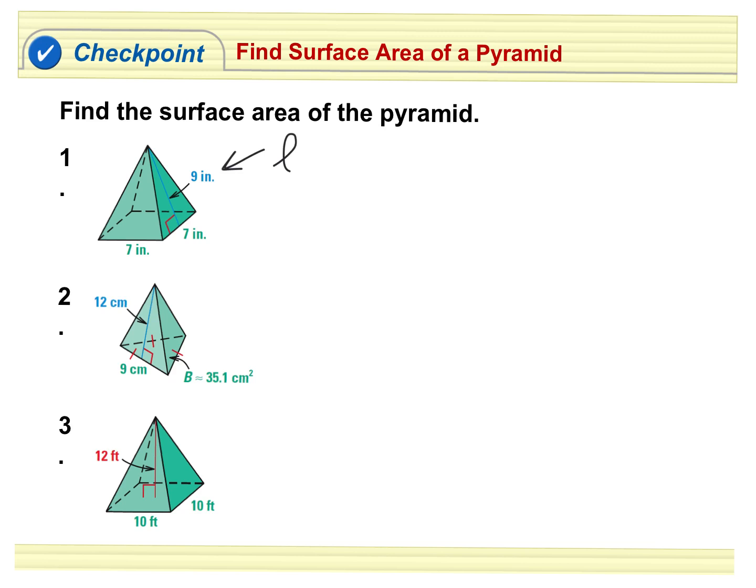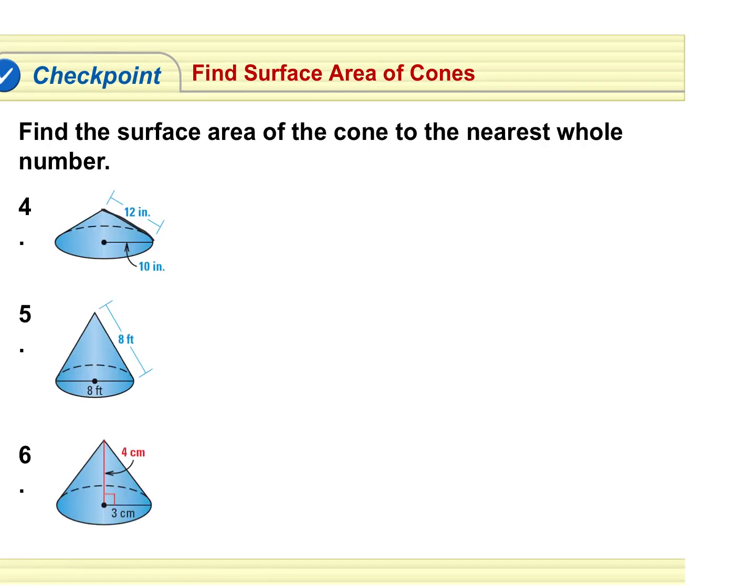Okay, what did we learn yesterday? The slant height. Okay, surface area of a pyramid had that slant height going up the side, so we learned a new piece to our formulas, cursive L. Okay, same thing about a cone. It also has that slant height.